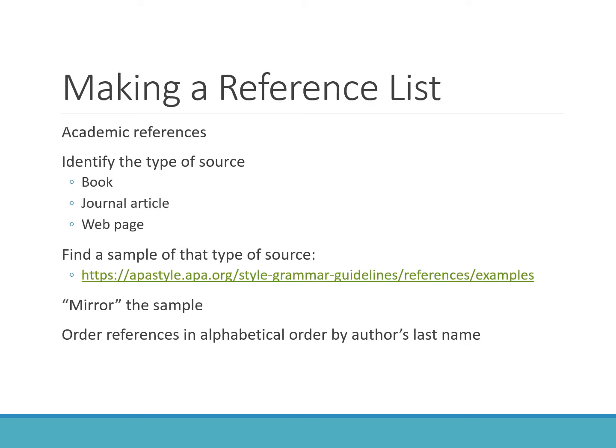So when you make a references list, for this class we're focusing on academic references, peer-reviewed journals. The easiest thing to do when you're making a references list is figure out what type of source you have. Are you looking at a book? Are you looking at a scholarly journal article? Are you looking at a web page? Find an example of that type of source. I've got a link here. Either you can use your APA guide, or this is a link online. Purdue OWL is a great place. Find an example of a journal article citation, mirror that sample, and then order your references in alphabetical order by the author's last name.